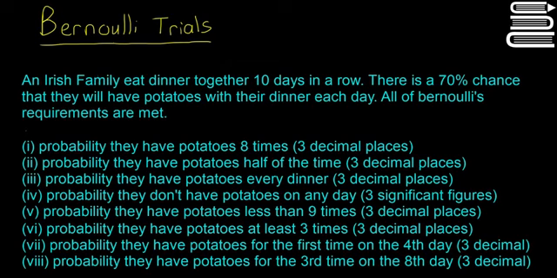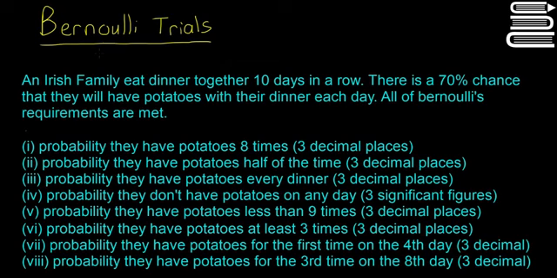So I'll read the start of it now. An Irish family eat dinner together 10 days in a row. There is a 70% chance that they will have potatoes with their dinner each day. All of Bernoulli's requirements are met. The last sentence just means that each trial is independent, there's a finite number of trials, and there are only 2 outcomes: success or failure.